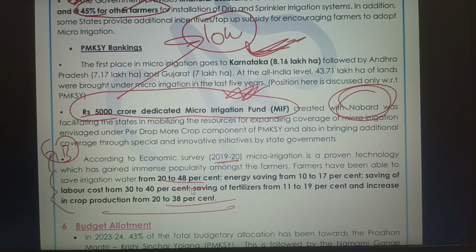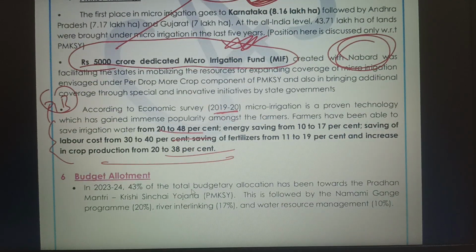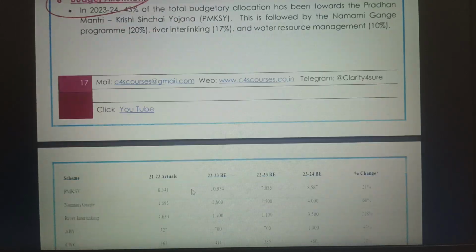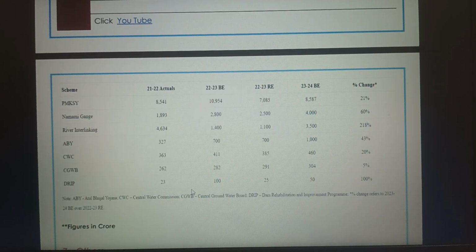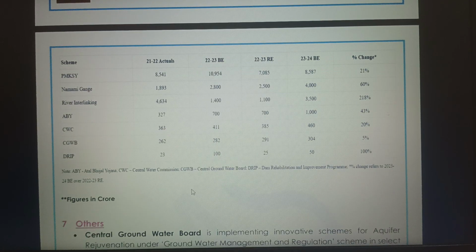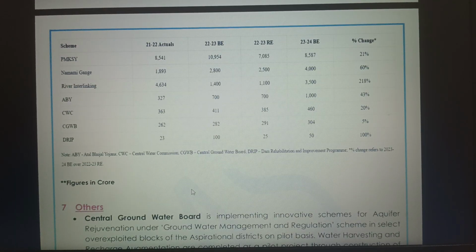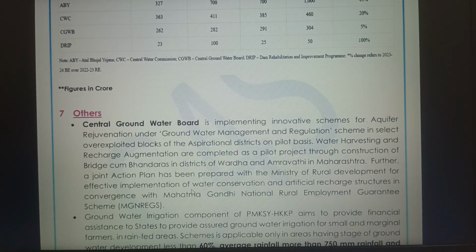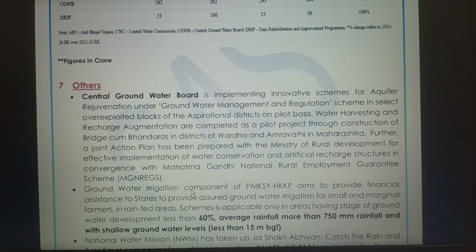Okay. This year's budget allocation, we will see what has been allocated in this year's budget. I will update that from here. How much budget has been given to Pradhan Mantri Krishi Sinchayee Yojana, how much to the Central Ground Water Board, and how much they have given to drip irrigation and Per Drop More Crop. So we will update this as per the latest budget. That's why I am not discussing this.